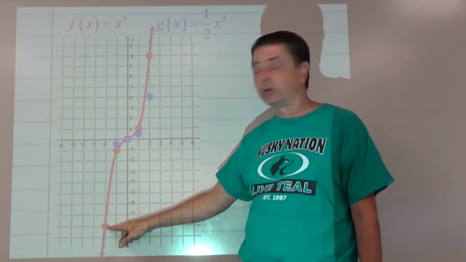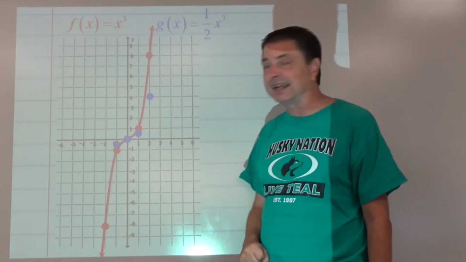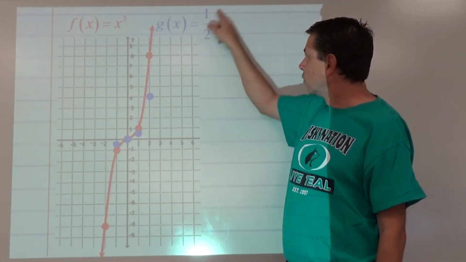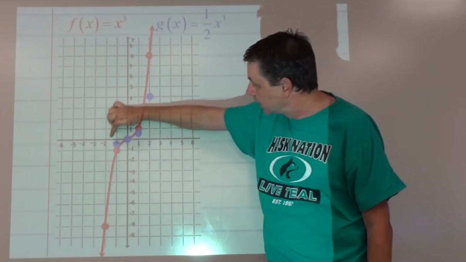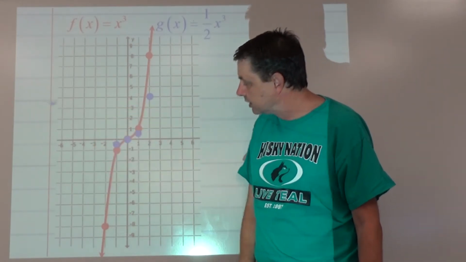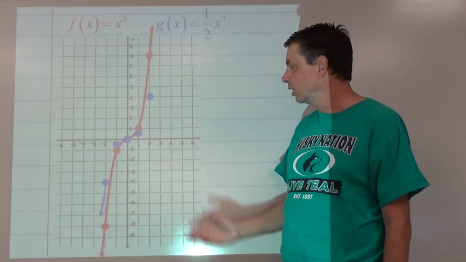And our last key point, which was when x is -2, the y coordinate is -8. That was our y coordinate right there. 1/2 times that -8 is -4. So when x is -2, the new y coordinate is -4. And we can draw the graph.